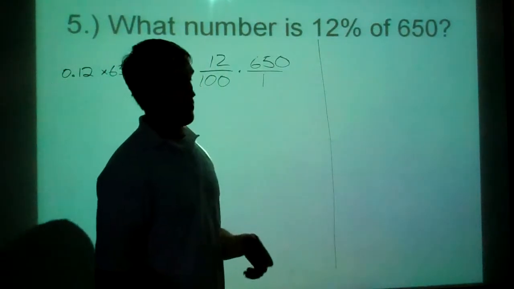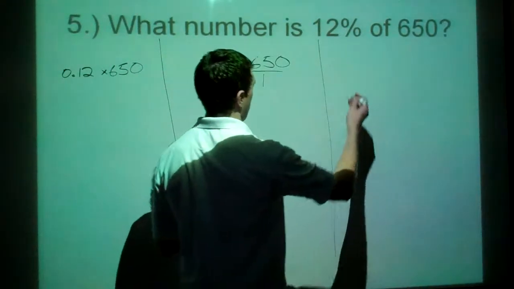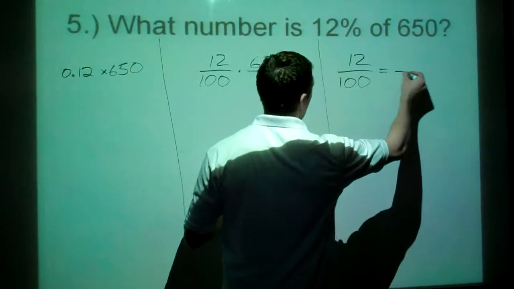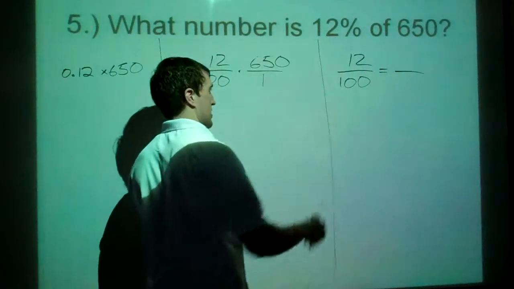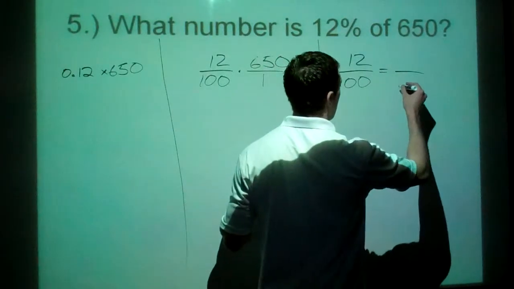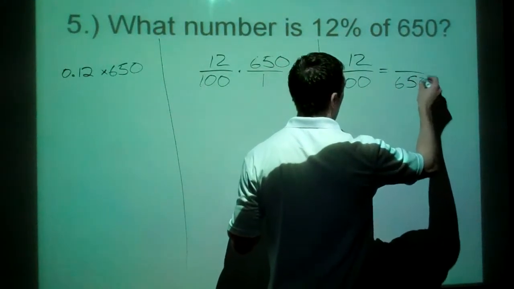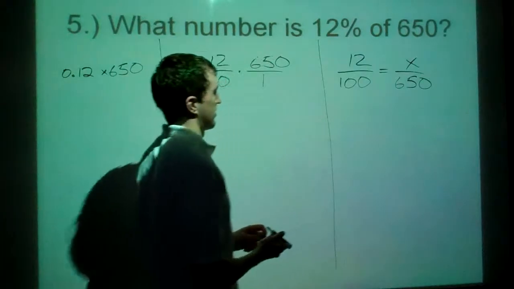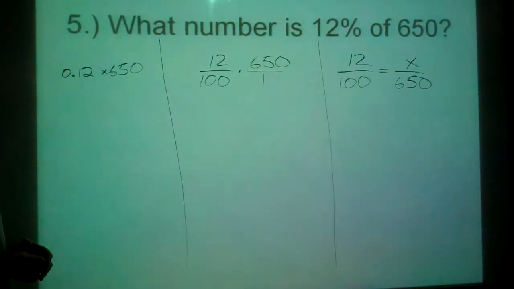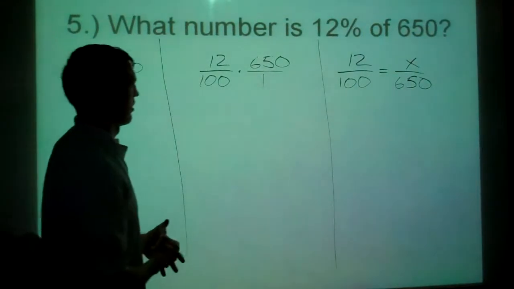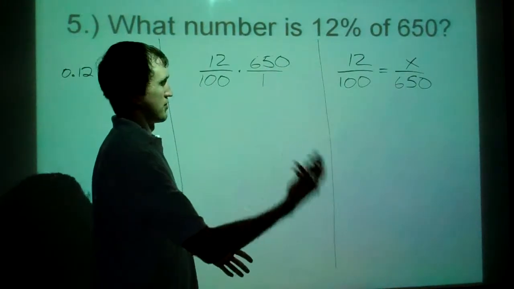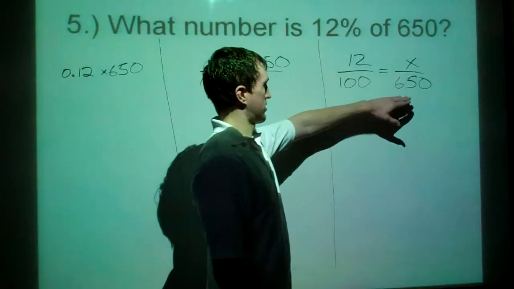Or, like I said earlier, you could set this up as a ratio. 12 over 100. This is 12% as a fraction. So 100 is the total, because percents are out of 100, that's total. 650 is a total. And if we solve for x there, we would also get our answer. What is 12% of 650? That would also give us this right here.